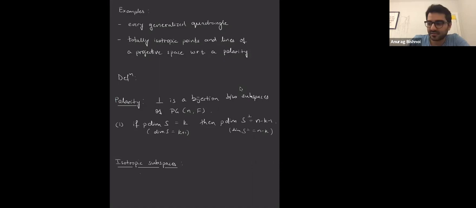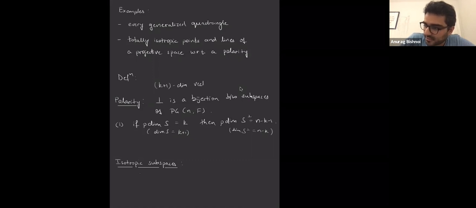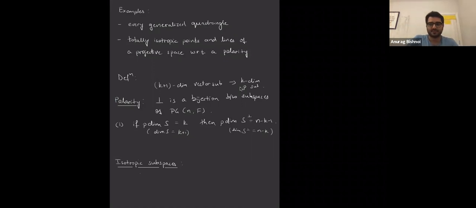What is meant by a subspace? Yeah, so just like a vector space. When I defined a projective space, I said that the one-dimensional subspaces of the underlying vector space are the points, the two-dimensional subspaces are the lines, and so on. So any k plus one-dimensional subspace of the vector space, when you look at it as a collection of points, as a collection of one-dimensional subspaces, that's a k-dimensional projective space. So a k plus one dimensional vector subspace gives you a k-dimensional projective subspace. That's what you have to keep in mind.